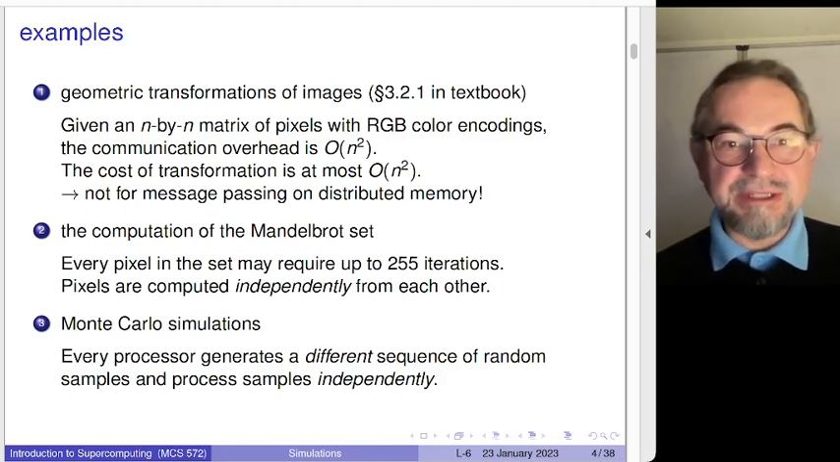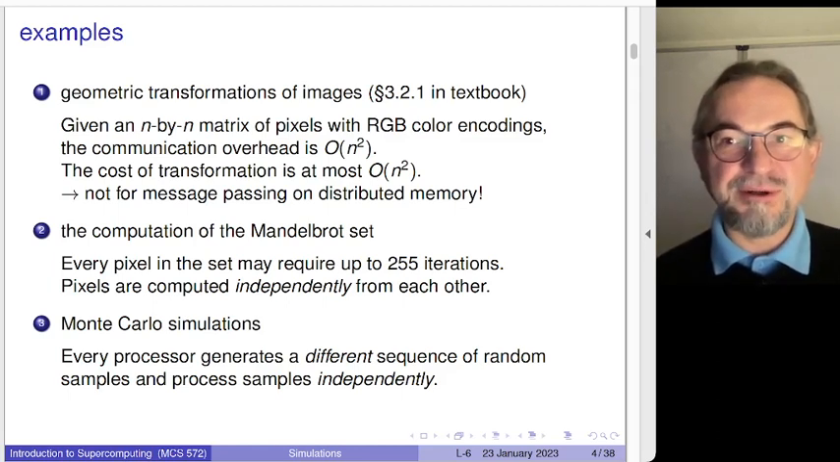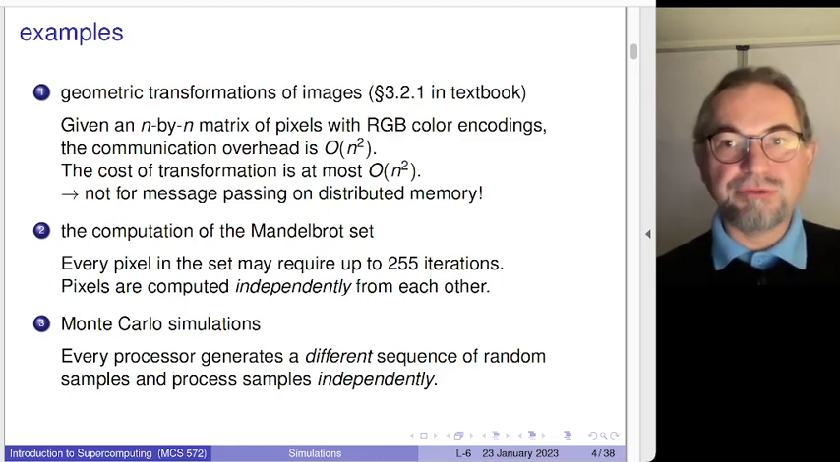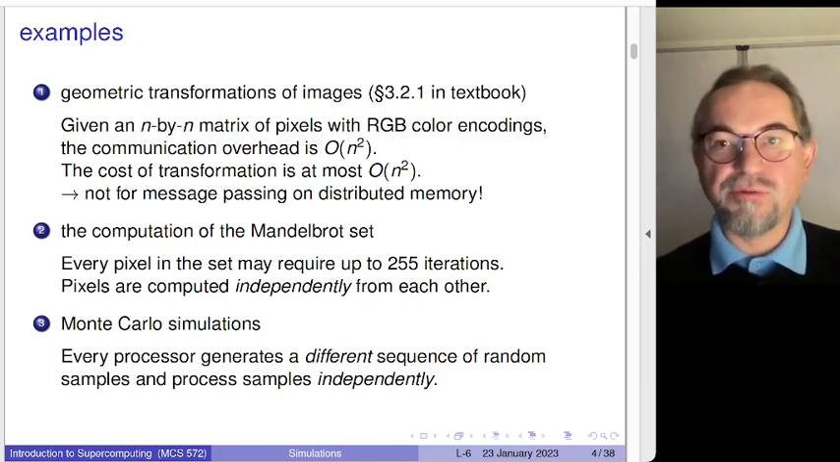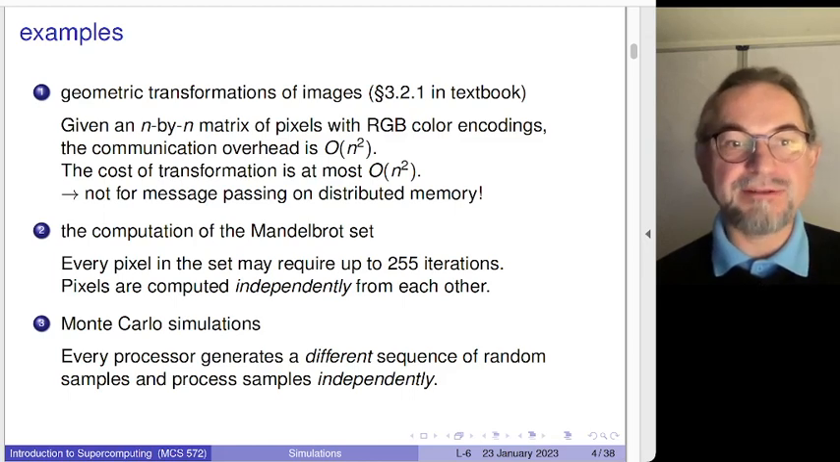Now it's important here that this is not for distributed memory parallel processors. On a distributed memory parallel processor, one would need to distribute the entire image, one would need to scatter the matrix over all the nodes. And there the communication overhead would essentially dominate. So this is for shared memory parallel processors, or actually graphics processors.